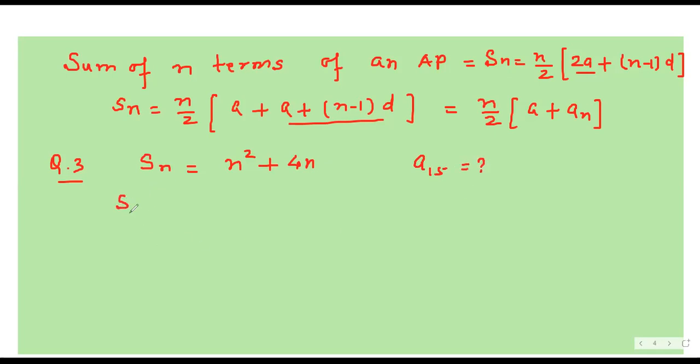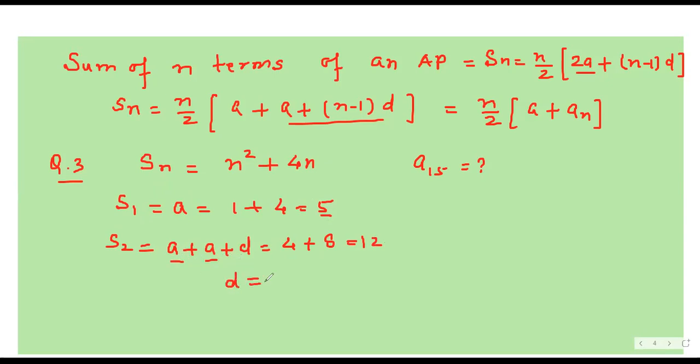So we put n equal to 1, S1, which means the first term, A, will be 1 plus 4, that is 5. Then we put S2, which includes the first two terms. So A plus (A plus D) will be equal to 4 plus 8, that is 12. Now we have A equal to 5, so we have 5 plus 5, 10. So we can get D equal to 12 minus 10, that is 2.